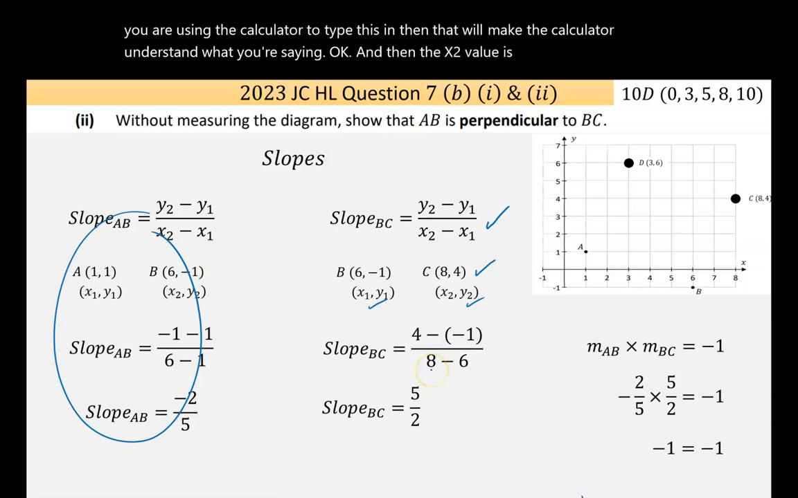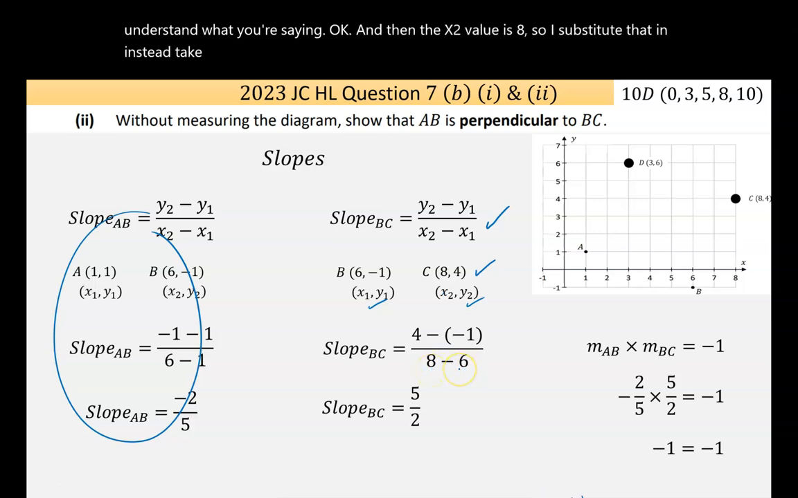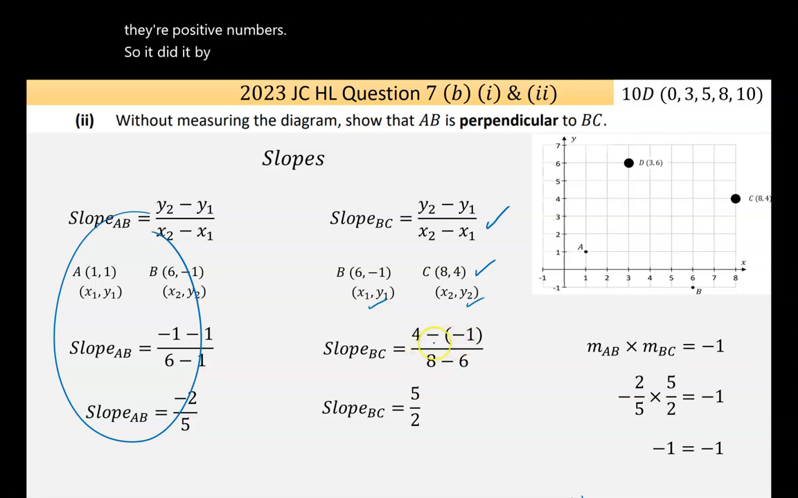So I substitute that in instead, take away the 6. And again, I don't need brackets because they're positive numbers. So I did it by hand. 4 take away -1 is the same thing as 4 plus 1, which is 5. And then 8 take away 6 is 2.